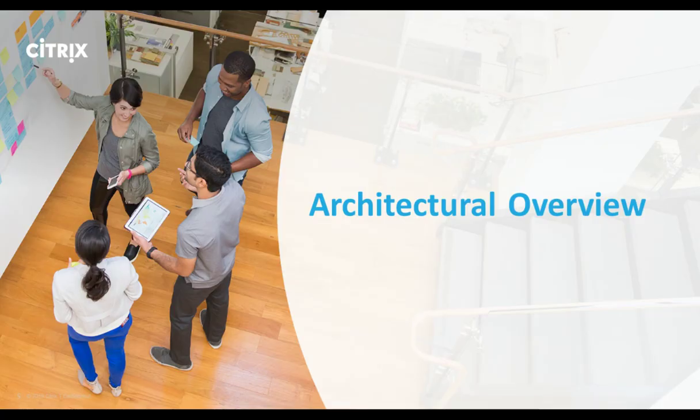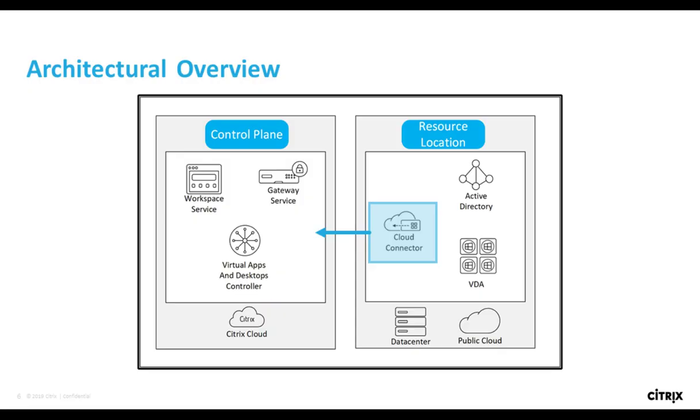Okay, so we'd like to do a quick overview of where the cloud connector is going to sit within the environment. So we'll just jump into this quick Visio that we have here. As you can see, this is just a standard deployment with a few components, and the cloud connector is going to sit right here in your resource location. And then as you'll notice, the cloud connector communicates via the control plane, which is going to be hosted by your Citrix Cloud environment. So this is where the cloud connector sits at a conceptual level within your environment.